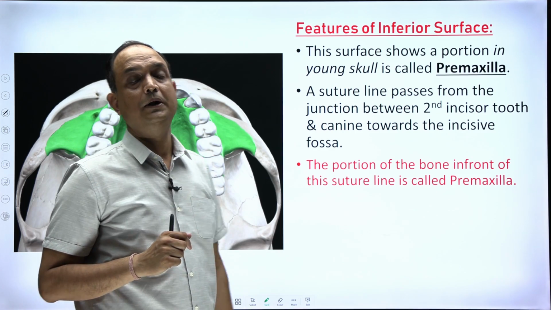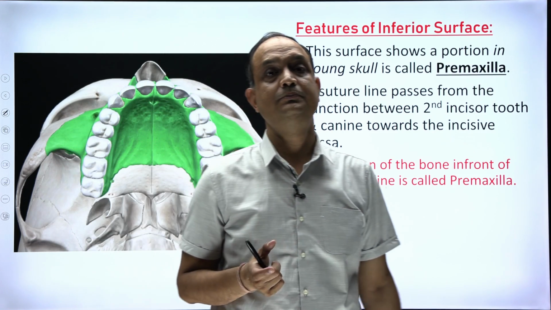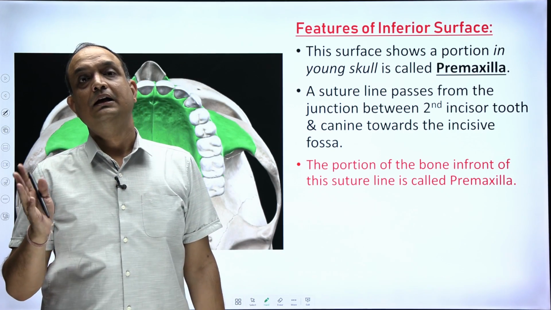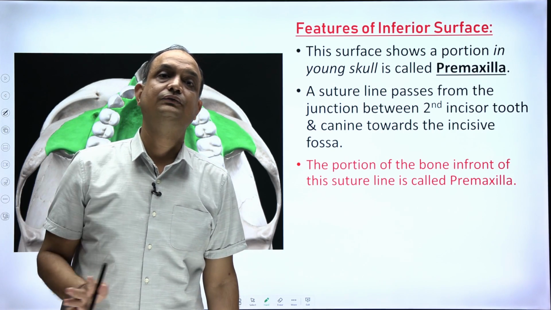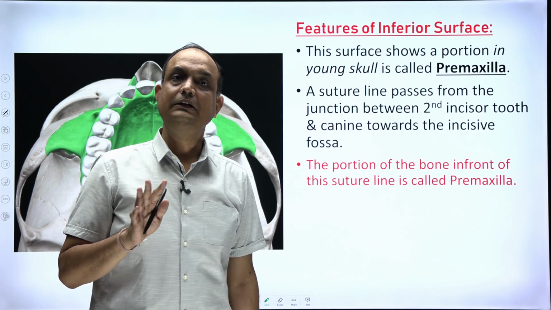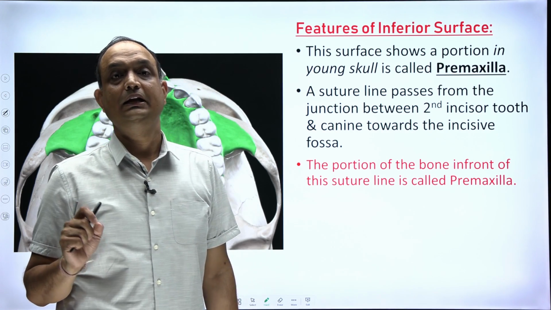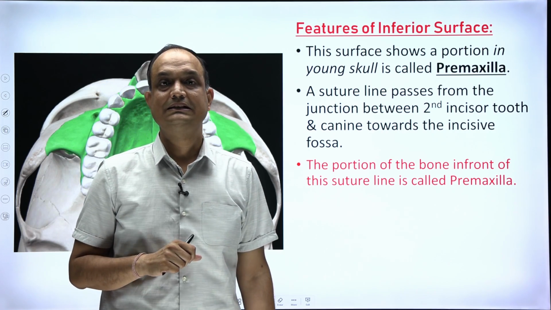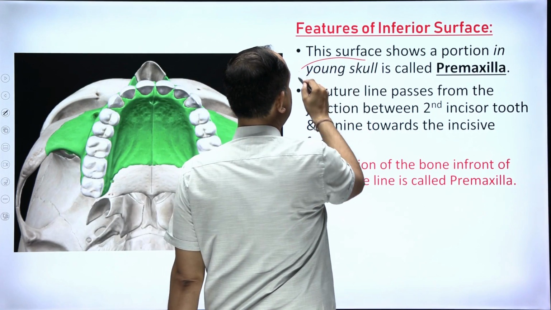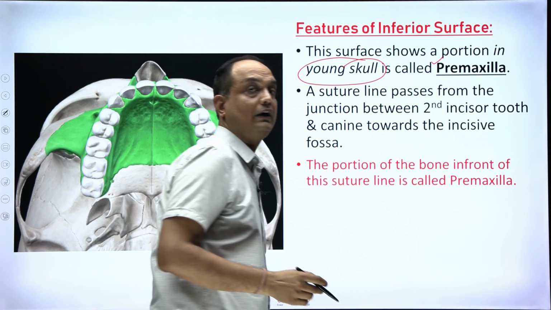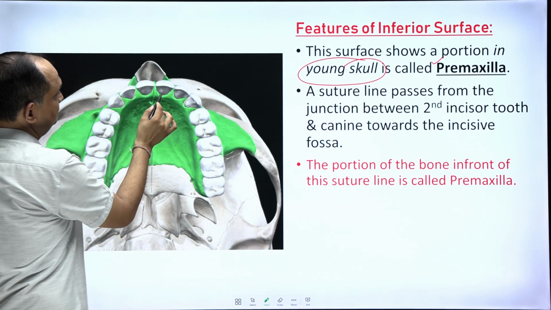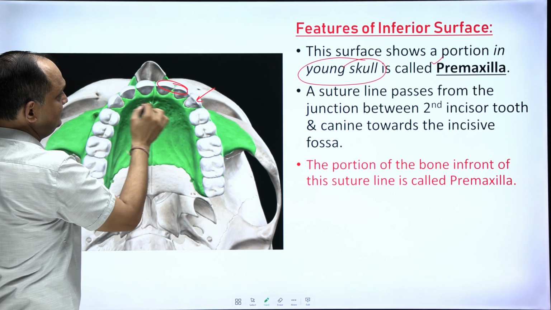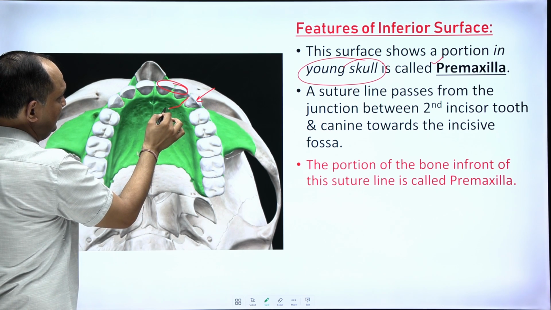Now there is one more important feature of the hard palate known as the premaxilla. But this premaxilla is not seen in the mature ossified adult skull. If you want to see the premaxilla, you have to take a young, unossified or immature skull. You will find this area, and this is known as the premaxilla. So what is the premaxilla? Suppose these are the two incisors, and this is the canine. Between them you will have a line, a suture line.